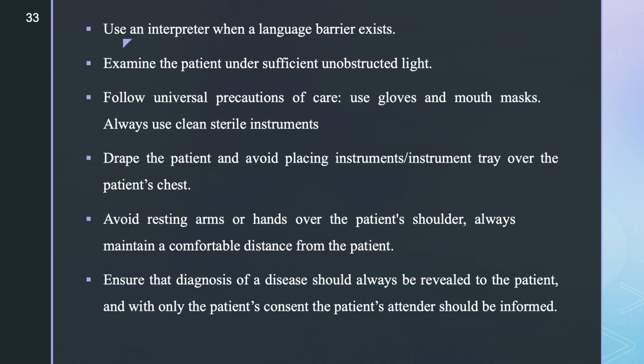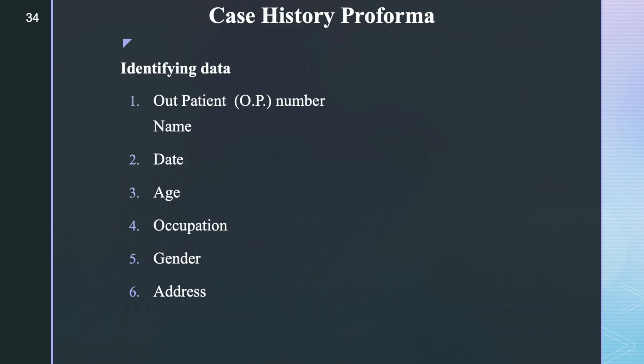And also, it is difficult to position yourself around the patient, but try as much as possible not to rest your arms or hands around the patient's shoulder, and maintain a comfortable distance with the patient. Ensure the diagnosis of the disease is always revealed to the patient in an empathetic manner, and only if the patient consents, you can give the information to the patient's attender.